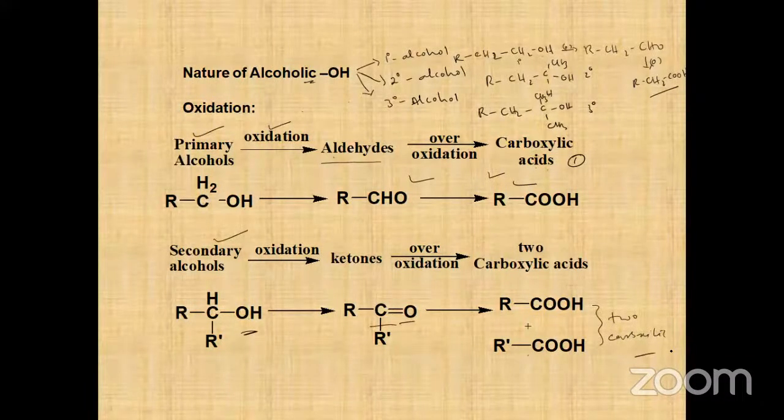Okay. When a primary alcohol undergoes oxidation, it leads to the formation of a monocarboxylic acid. One carboxylic acid is generated. If it is a secondary alcohol, on oxidation, first it is converted into a ketone, later it is converted into two carboxylic acids.